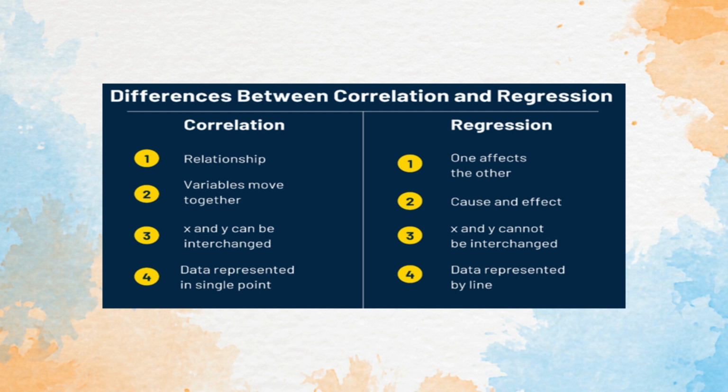Also, data is represented in a single point in correlation and by a line in regression. What we have observed is that as far as correlation is concerned, data is represented by a single point, whereas here the data is represented by a line. That is the reason we emphasize more on the regression lines. We have seen that it could be either linear or non-linear in nature, which we have already covered in our preceding sessions. But at the end of the day, the regression lines are going to play a very important role.